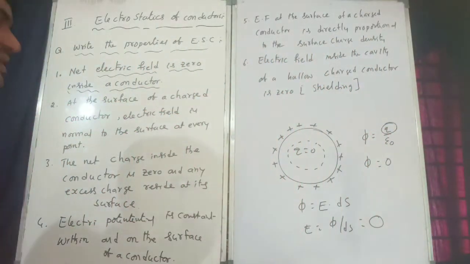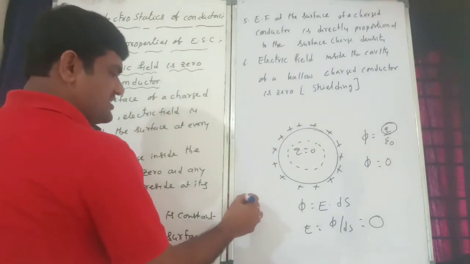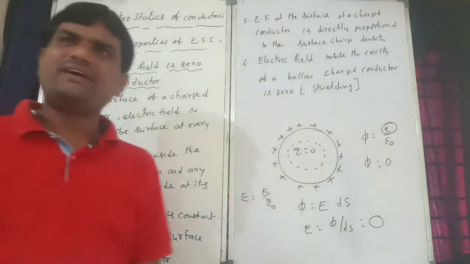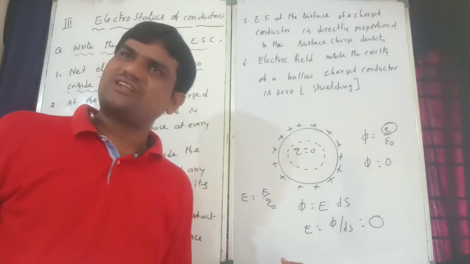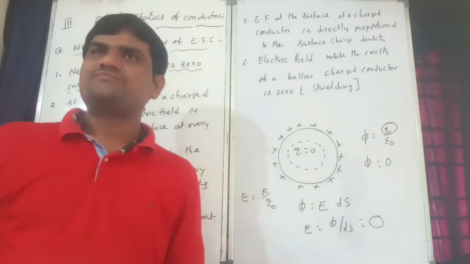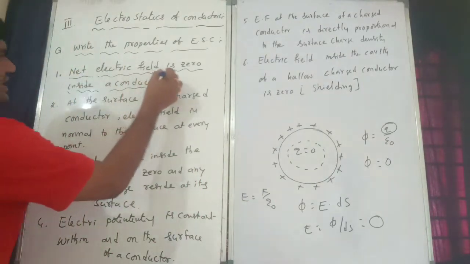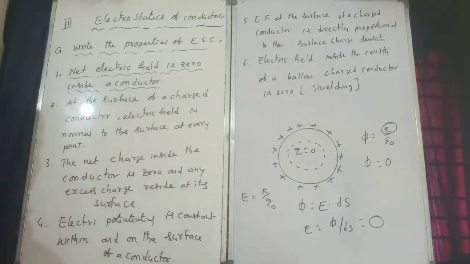Or else there is one more formula also. What is that? E is equal to F by q naught directly. Correct or not? So F is 0, that is E is equal to 0. That is the first point. What is the first point? The net electric field inside a conductor is 0.